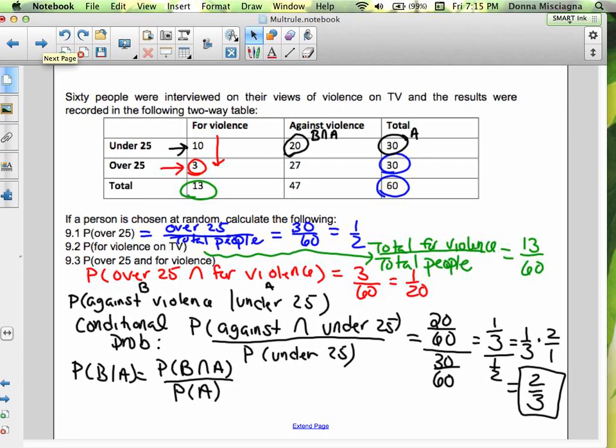I was only looking at our under 25 group. And if you notice, if we just looked at 20 and 30, we would also get that 2/3. So for the against violence only for the under 25 group, we still get that same probability. That's because each of these has been divided into categories. So if you only looked at the right category, you could also get the probability. But you don't have to even do that. You could just use your conditional probability formula, fill in your values, and then simplify.